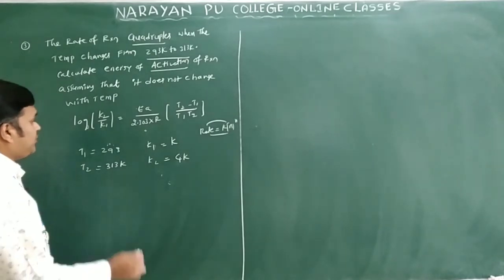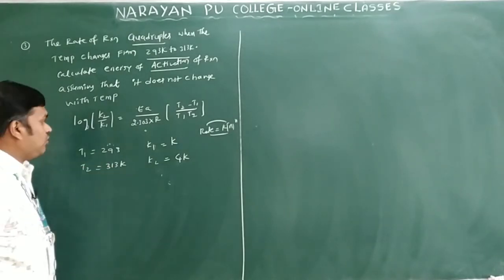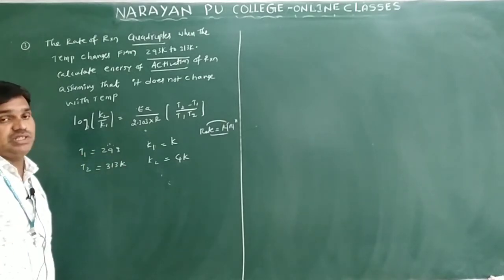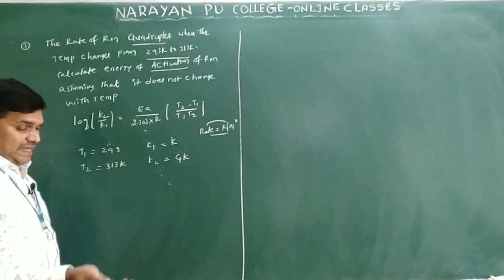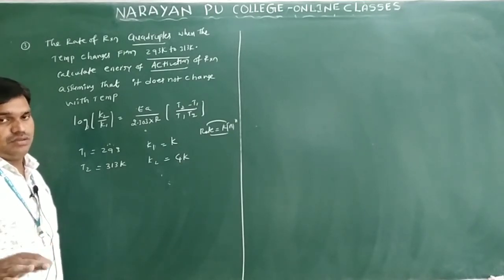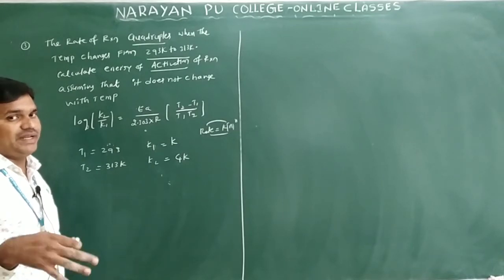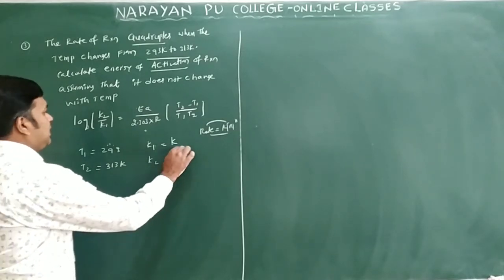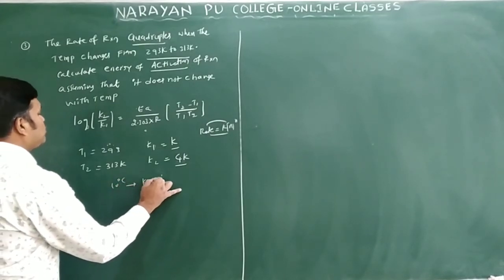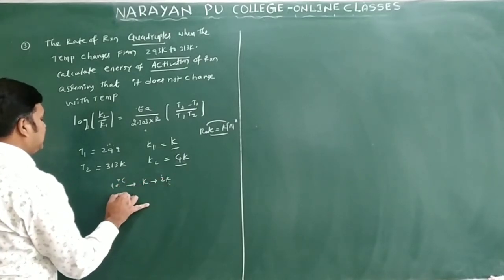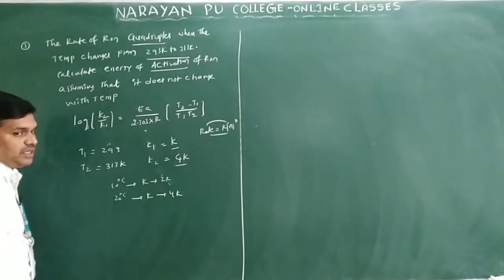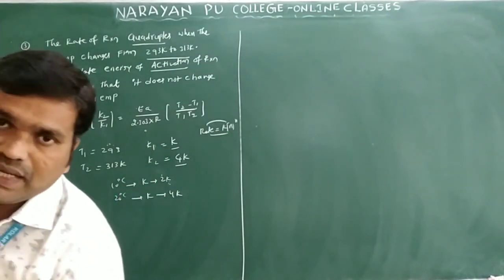Or you can see the difference here. How much difference do we have? 293 and 313 minus 293 is approximately 20. For a 10 degree difference it doubles; for 20 it becomes 2 into 2, that is 4 times. So otherwise also you can calculate that. At a 10 degrees Celsius temperature difference, K becomes 2K. At 20 degrees Celsius, K becomes 4K. So K1 is equal to K, K2 is equal to 4K. Like that you will take.